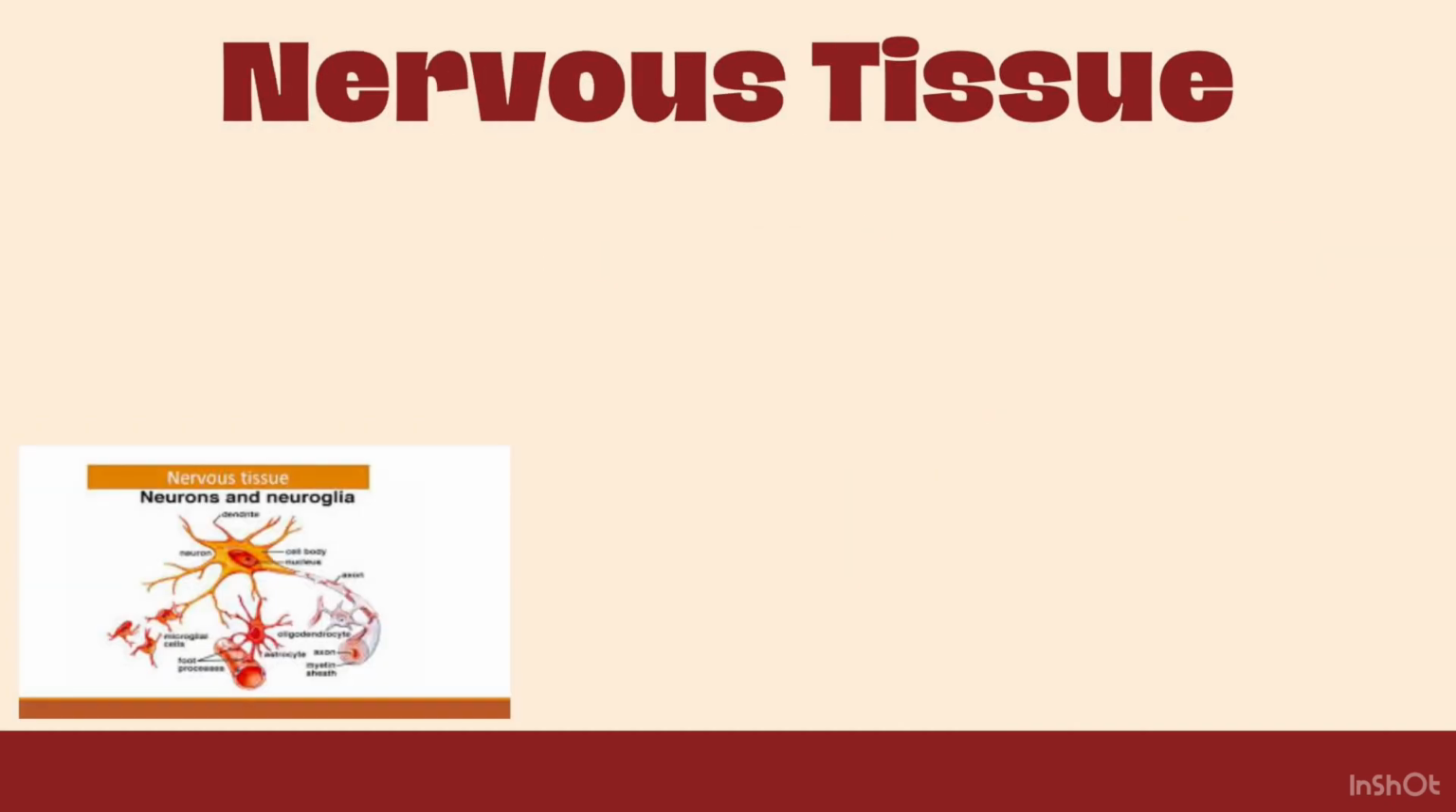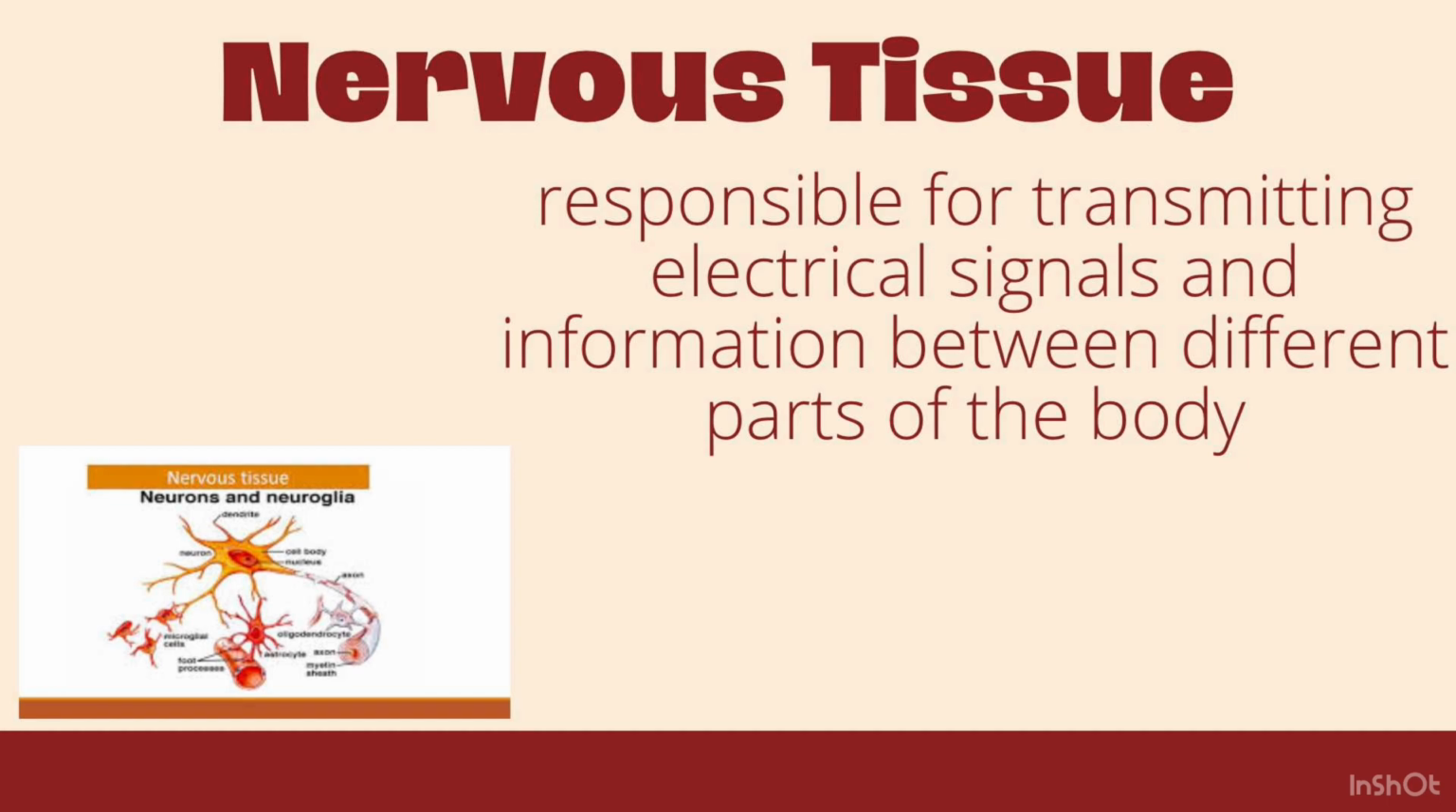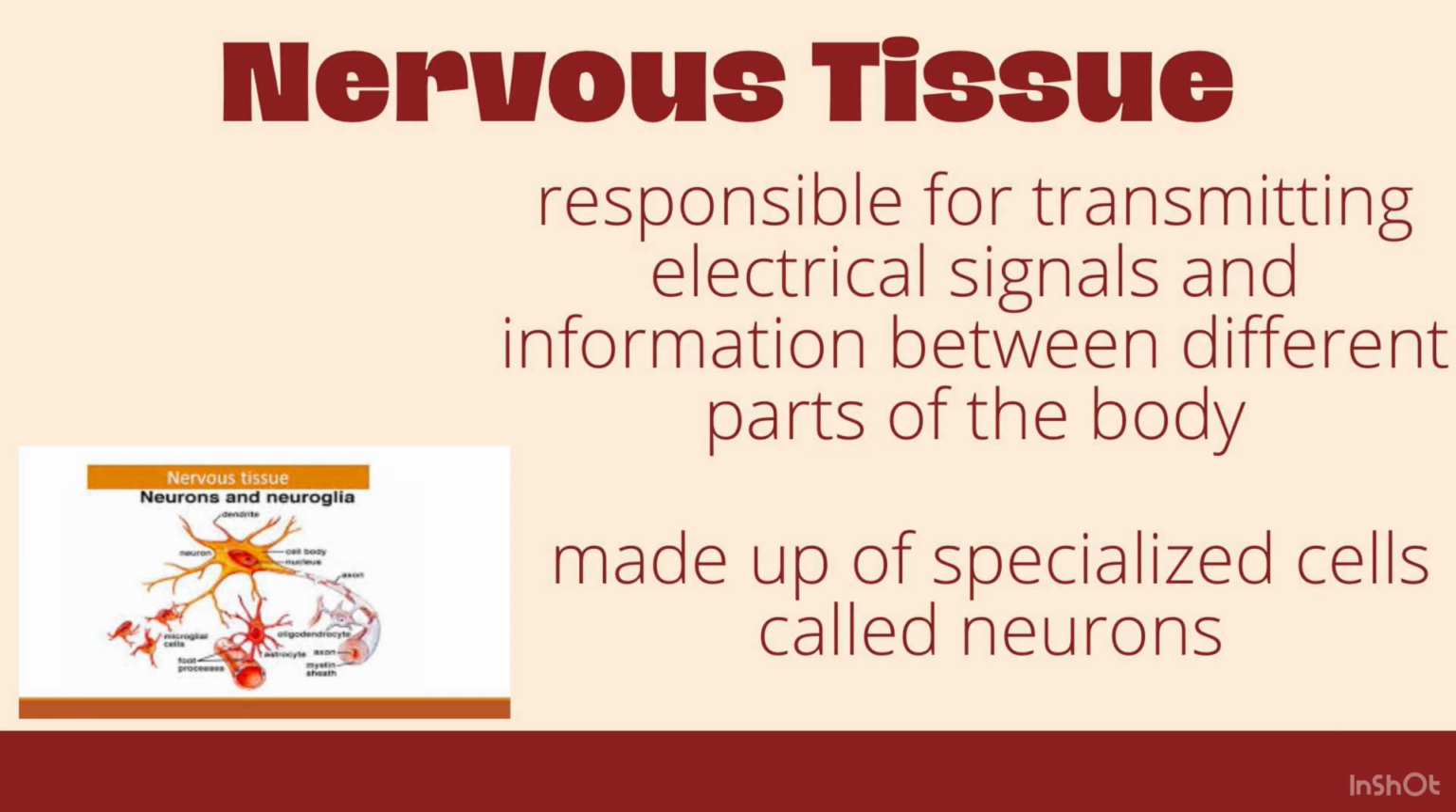And lastly, nervous tissue, which is a type of tissue in the body that is responsible for transmitting electrical signals and information between different parts of the body. It is made up of specialized cells called neurons, which have a cell body, dendrites, and an axon that transmit signals to other neurons or muscle cells.